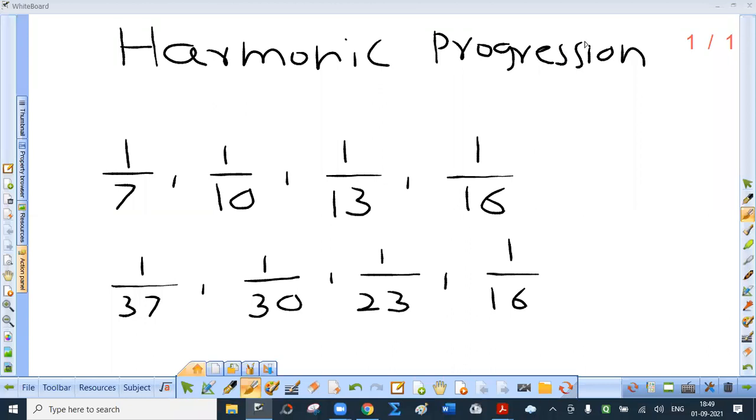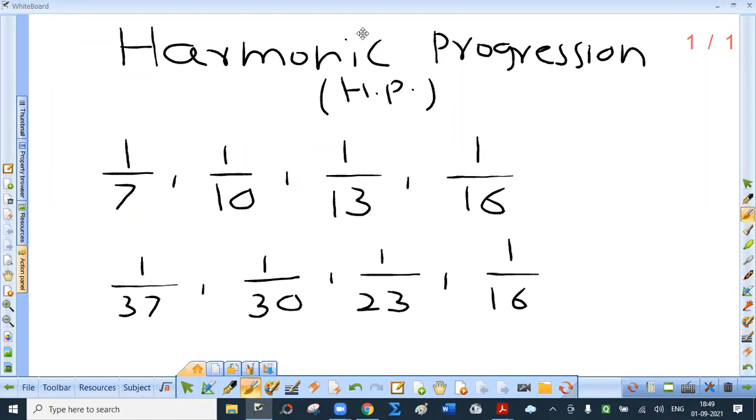Now we discuss harmonic progression, which is called HP, the standard short form. Now observe the numbers 1 by 7, 1 by 10, 1 by 13, 1 by 16. Are these terms in arithmetic progression? No, they are not. Why? Because the difference is not constant. Are these terms in geometric progression? They are not. Why? Because the ratio is not constant.